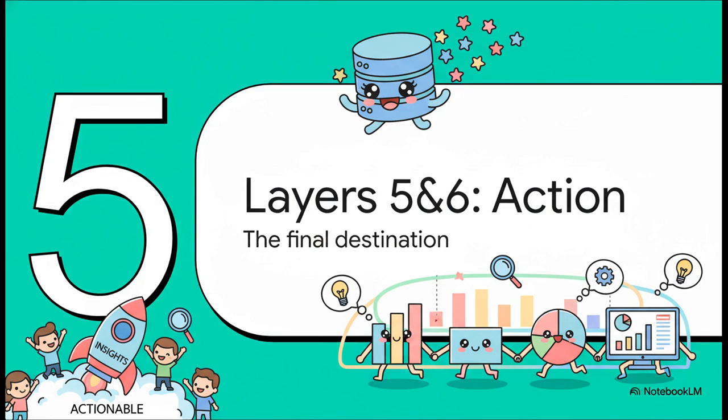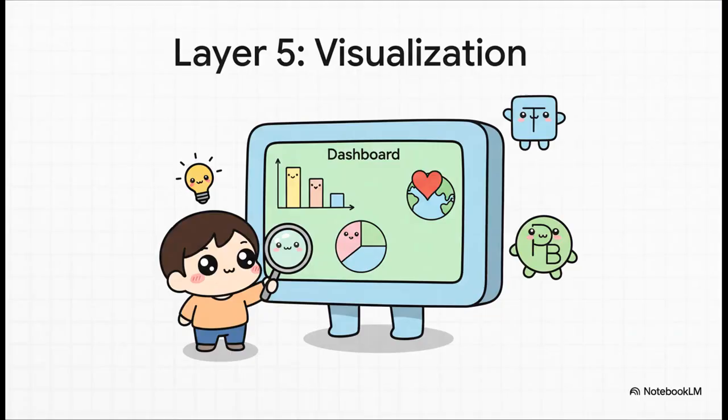We are so close to the end of our journey. We found these amazing insights, but they're completely worthless if they're just trapped in a spreadsheet on some analyst's computer. Layers 5 and 6 are all about the final step, getting those insights to the people who can actually use them. Layer 5 is all about visualization and BI tools. Think of things like Tableau or Power BI. Their job is to turn all those numbers into something a human can understand in seconds. Charts, graphs, maps.